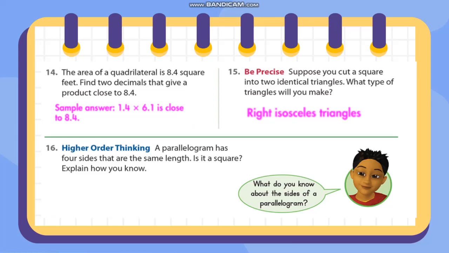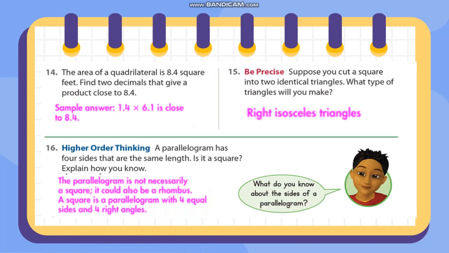Okay? Next, number 15. Suppose you cut a square into two identical triangles. What type of triangles will you make? So when you cut a square into two identical triangles, that is considered a right isosceles triangle. Number 16. A parallelogram has four sides that are the same length. Is it a square? Explain how you know. So the answer is the parallelogram is not necessarily a square. It could also be a rhombus.